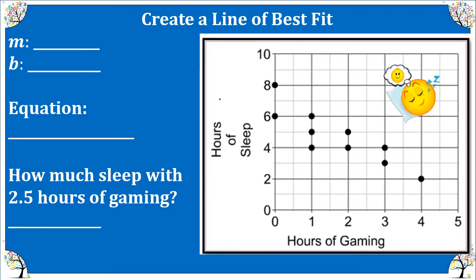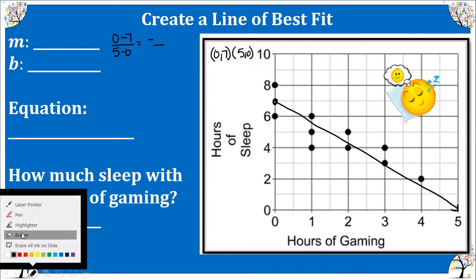Here we have a graph. There's no title, but I have a picture. So it looks like we're comparing hours of gaming to hours of sleep. So it looks as though the more hours that we game, the less hours of sleep. I'm going to put in a line of best fit. We're going to find the average rate of change. So this looks like (0, 7) and (5, 0). So we're going to have (0 minus 7) over (5 minus 0). This gives us negative 2. Whoops, negative 7, I should say.